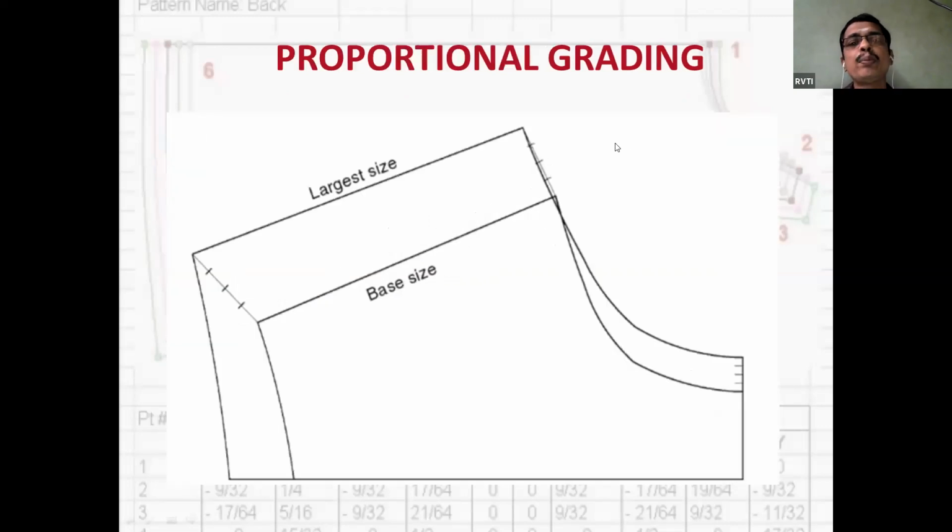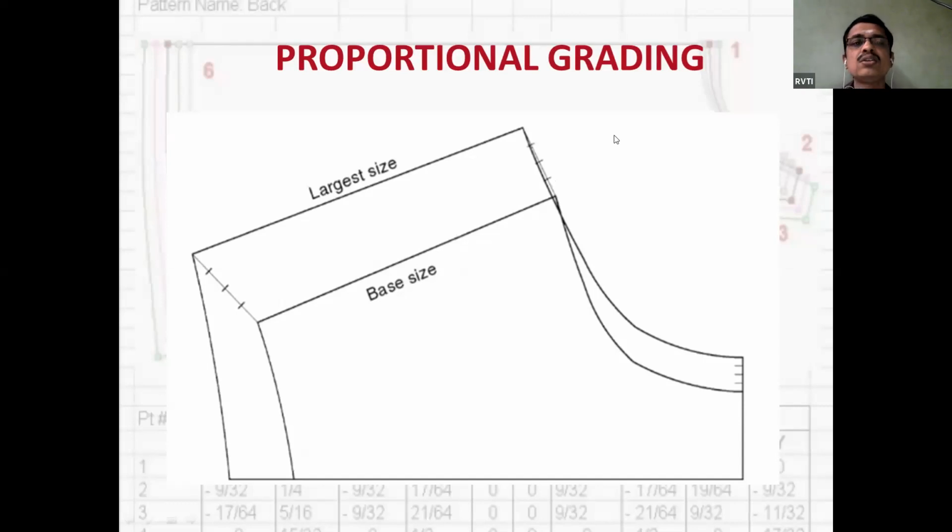And somebody does proportional grading. Proportional grading means, instead of applying horizontally and vertically, we apply directly in slanting order. So if this point is moving in this direction, how much does this point move from here to here, and how much increment can we apply from here to here? This method is called proportional grading.